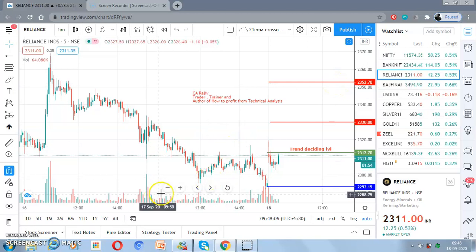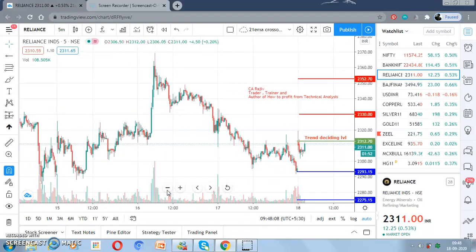On the lower side, if the low of today's low is broken, meaning we are talking about the last half an hour of trading, I would target again the level of 22.95 as my initial good support, and if that is broken, then friends, you can expect another 20 rupees downward, that is 2275.